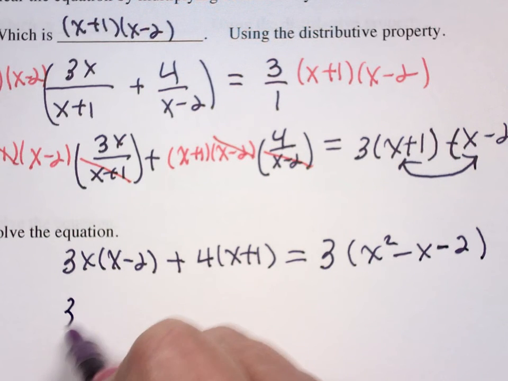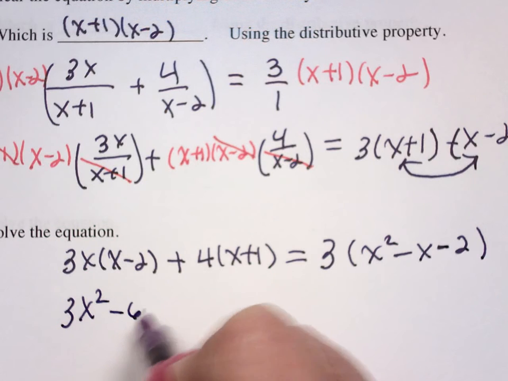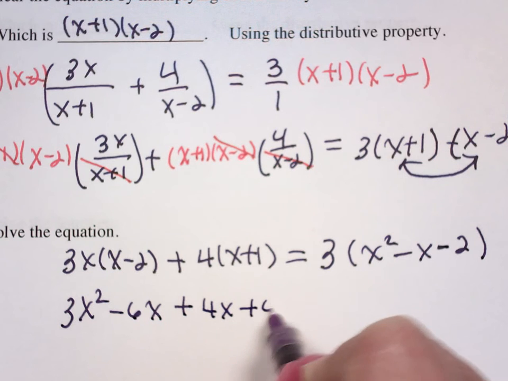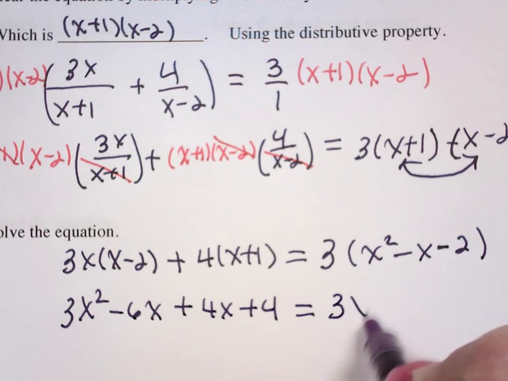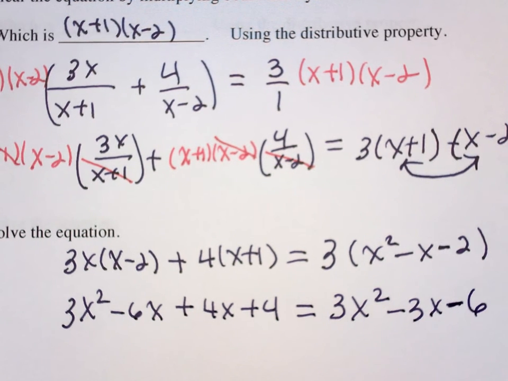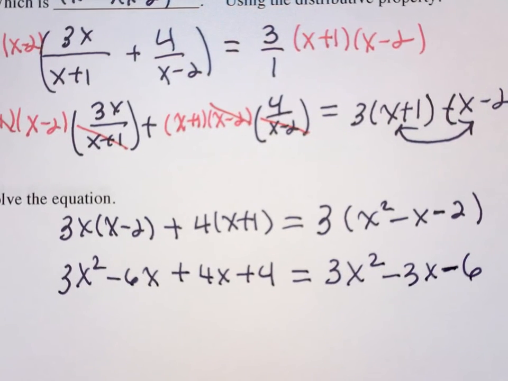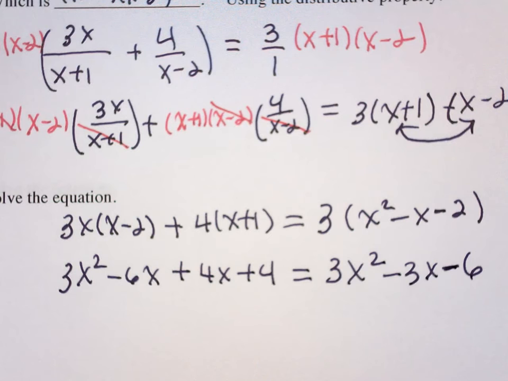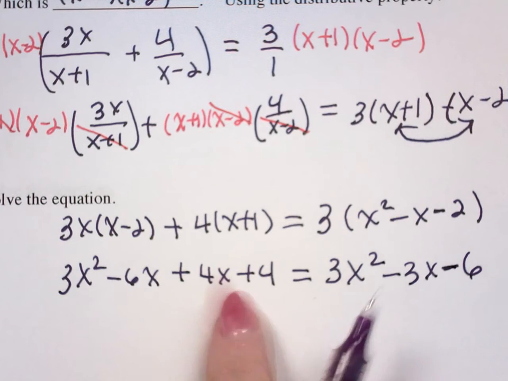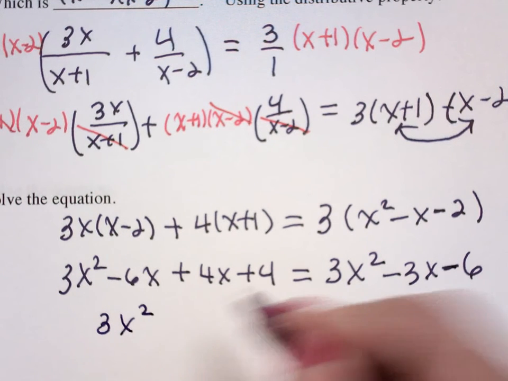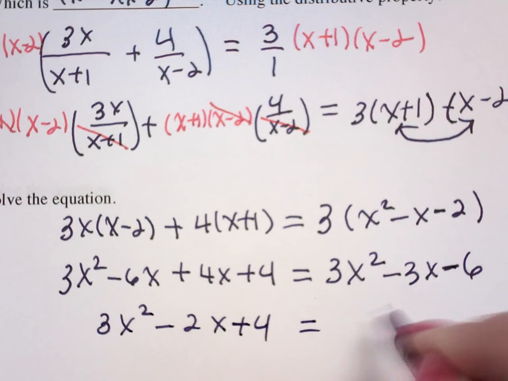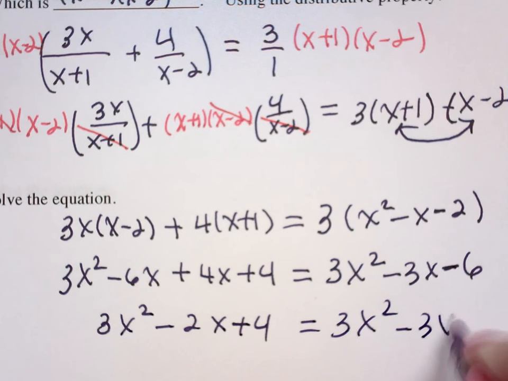Clear parentheses, so 3x squared minus 6x plus 4x plus 4 equals 3x squared minus 3x minus 6. Now, I can do all kinds of stuff. I think what I'll do is combine these 2 x's first. So 3x squared minus 2x plus 4 equals 3x squared minus 3x minus 6.